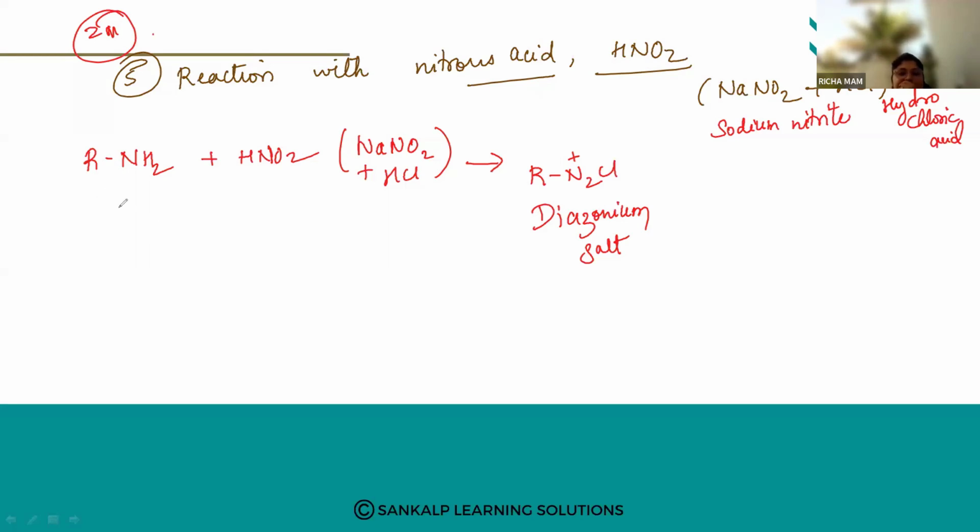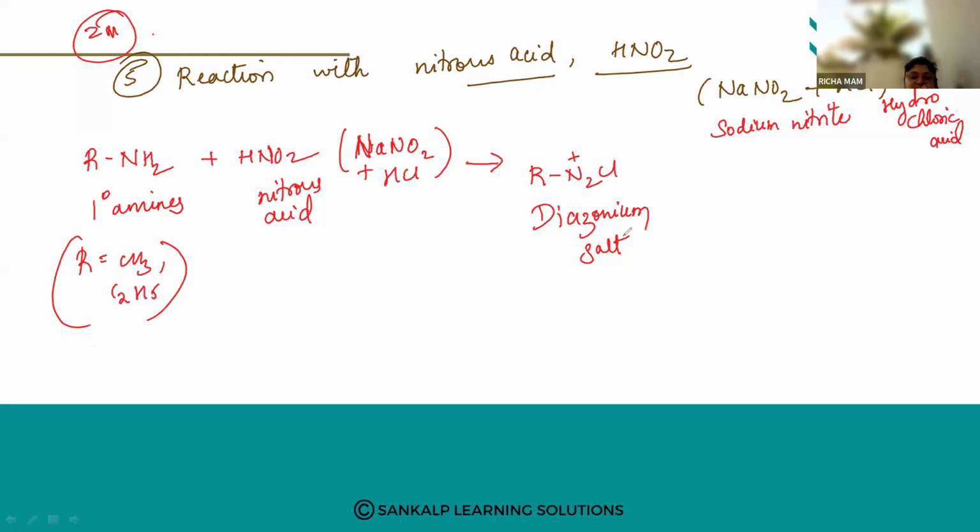So we take a primary amine and react it with nitrous acid. We get nitrous acid when NaNO2, sodium nitrite, reacts with hydrochloric acid. What R can we take? Either methyl or ethyl group. And we are going to get a diazonium salt.